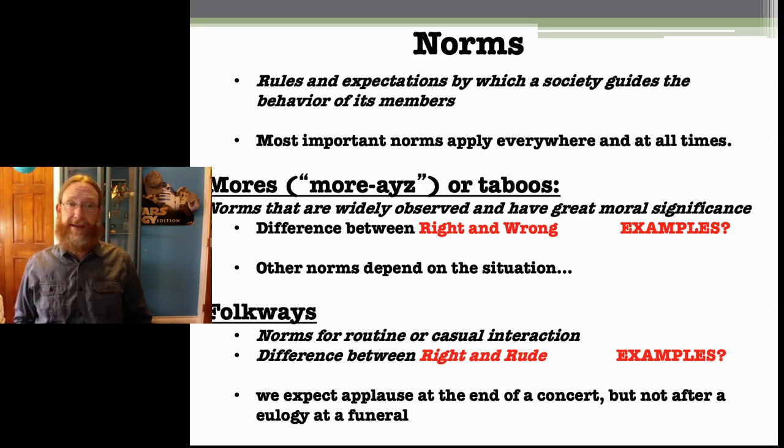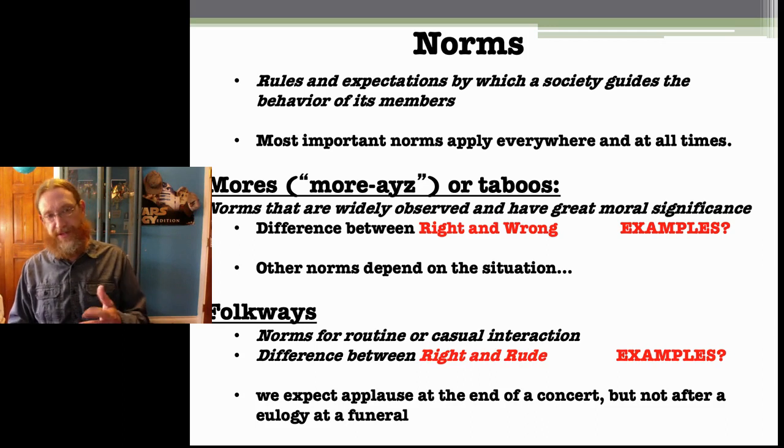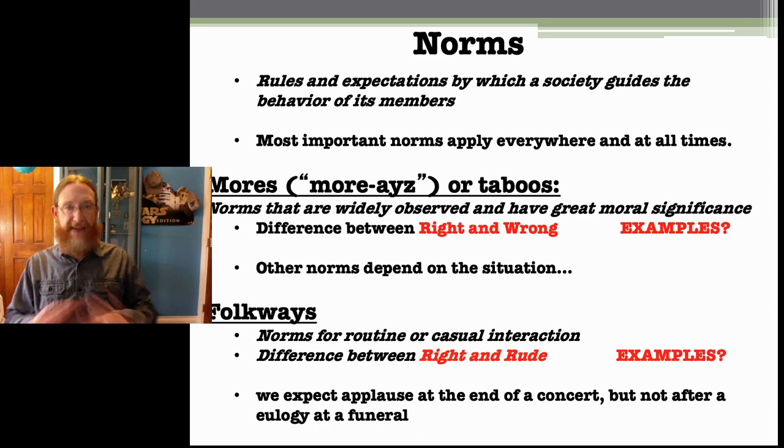A little bit, right? Society actually guides what we do every single day, dozens of times, and we don't even realize it much of the time. So norms are rules and expectations by which society guides the behavior of its members, and the most important ones apply everywhere and at all times, okay?